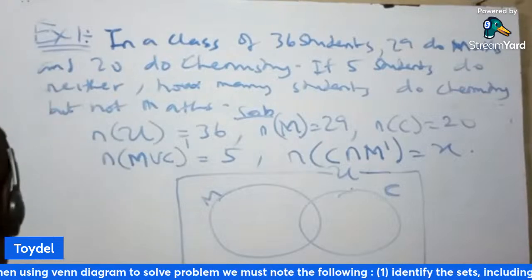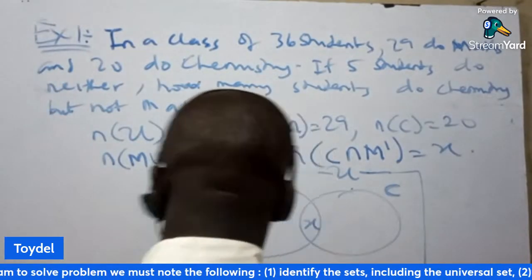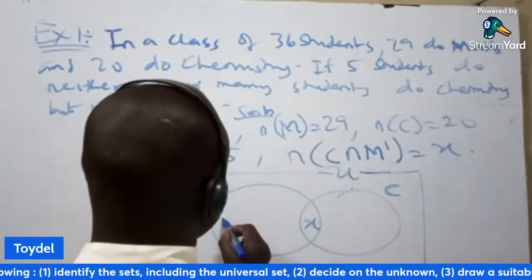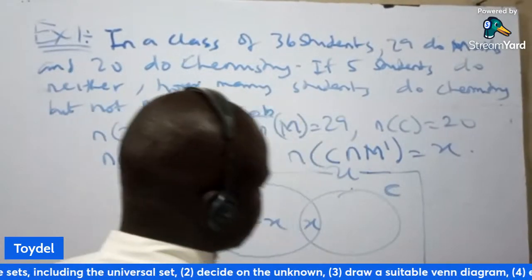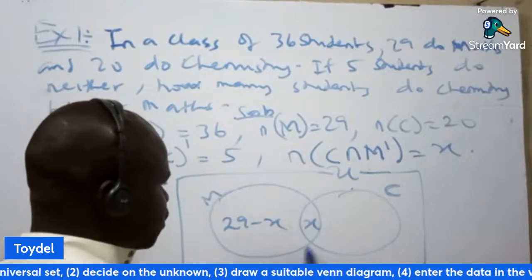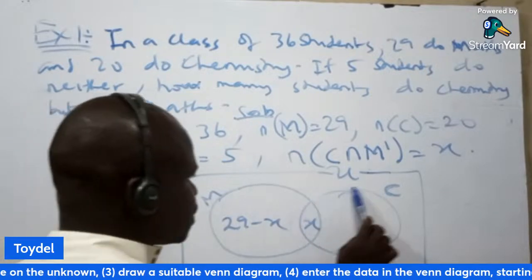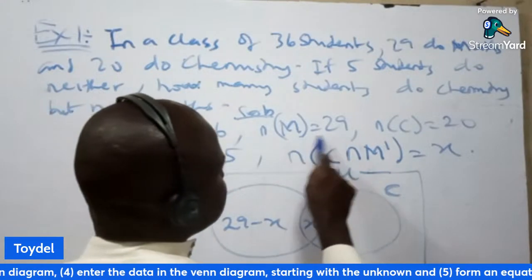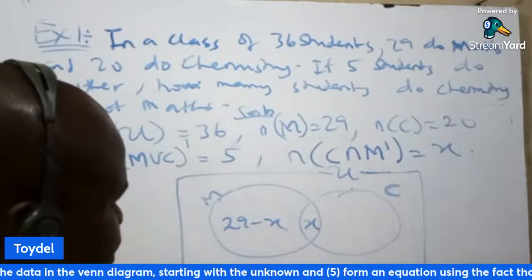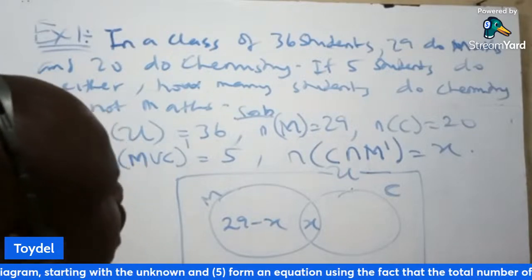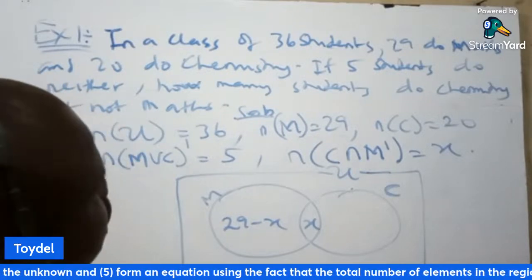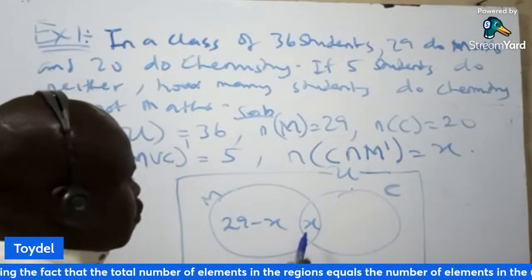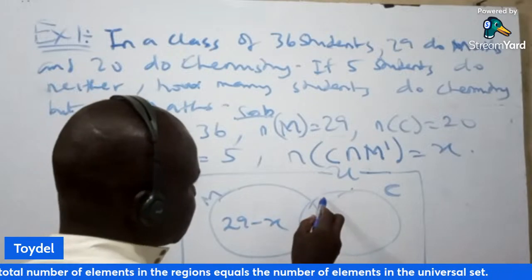Let X represent students that do both chemistry and mathematics. So 29 students do mathematics, that will be 29 minus X. Let's note this first circle is M, and this second circle is C. We have the information that 29 students do mathematics. Out of the 29, it is possible to have students that do mathematics only, and some students that do mathematics and chemistry. But we don't know the actual number of students that do mathematics only. That is why we have to consider students that register for both.